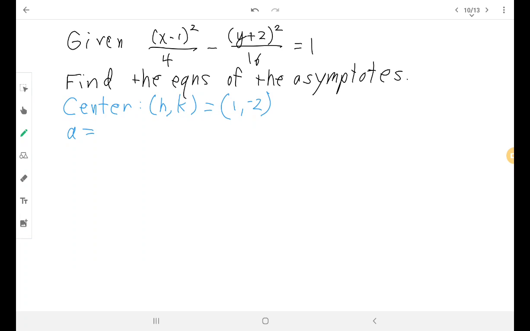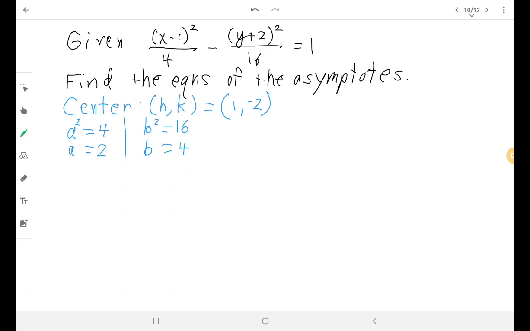My a squared is always underneath the first one, and remember, those are squared numbers. So a squared is 4, making a 2. My b squared is always under the second part, and that is 16, making my b the square root of 16, or 4. So now I have a whole bunch of information, enough to do what I want to do.